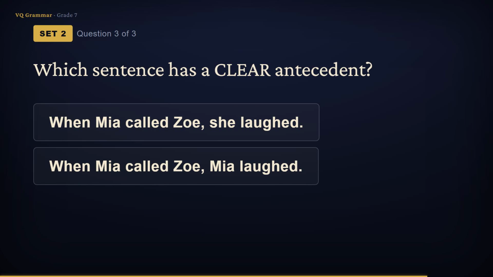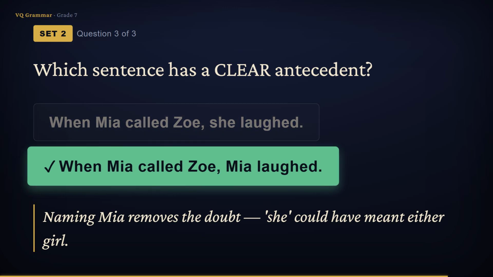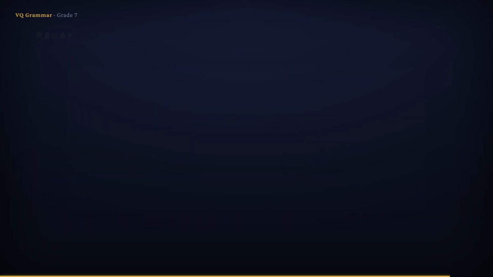Which sentence has a clear antecedent? In the first one, when Mia called Zoe, she laughed. The word she could mean Mia or Zoe, so it's unclear. The second one names Mia directly. When Mia called Zoe, Mia laughed. There's no doubt about who laughed, so the answer is the second sentence.